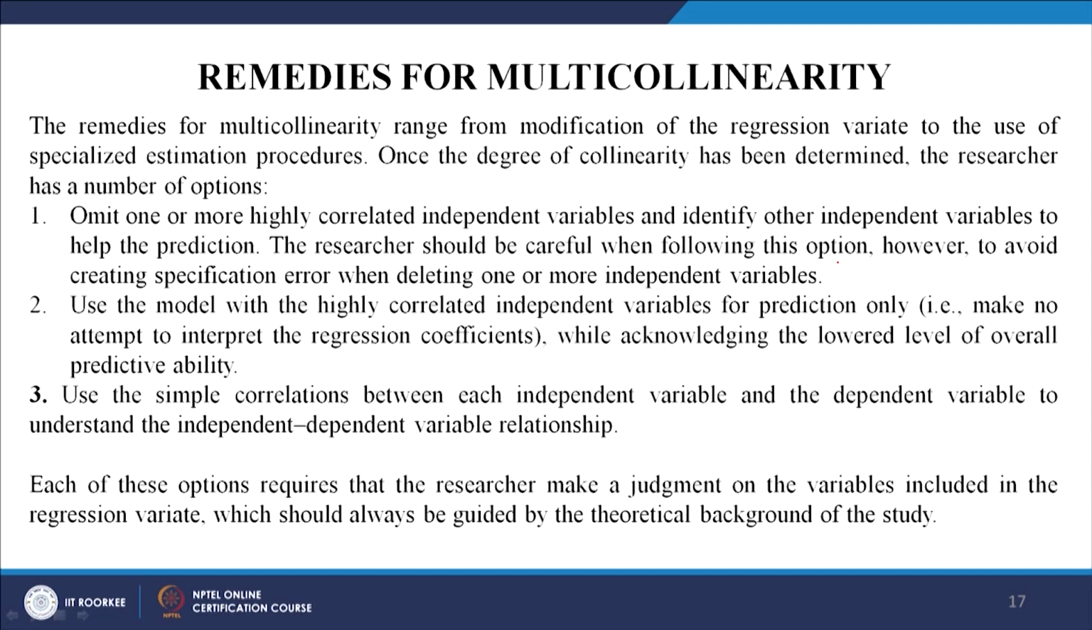Okay. Second, use the model with the highly correlated independent variables for prediction only, right, while acknowledging the lowered level of overall predictive ability. That means, use the model with the highly correlated independent variables for prediction, that is, make no attempt to interpret the regression coefficients. So, if there is a problem of multicollinearity, the regression coefficients do not explain much, right, the explanatory power is reducing.